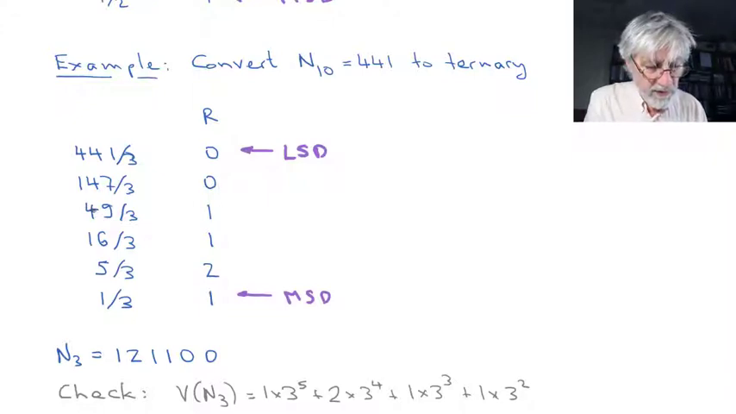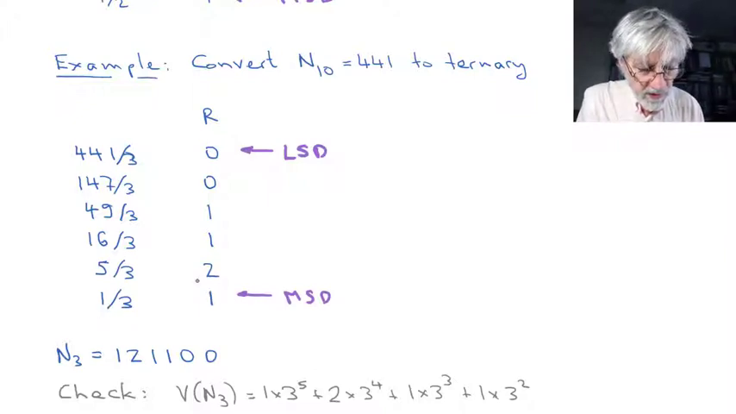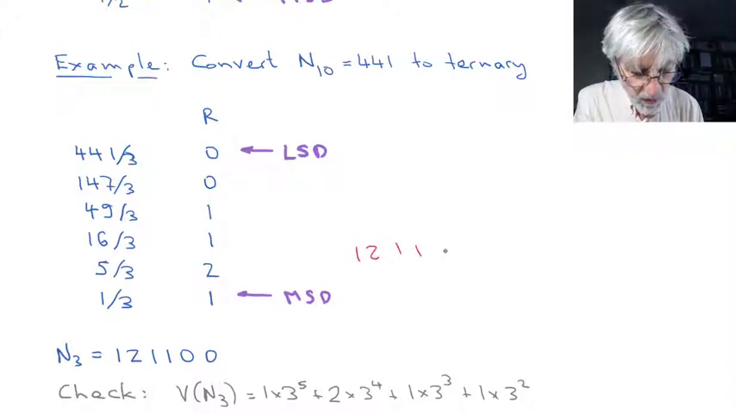Then 49, we go back to 48, that's divisible by 3, gives us 16, and then we have a remainder of 1. Then we have 16, that's 15 plus 1. 15 divided by 3 gives us 5. The remainder here is 1. And then 5 divided by 3 gives us a 1, and the remainder of 2. And 1 divided by 3 gives us 0, and the remainder of 1. And so we have our number here, reading from the bottom, 1, 2, 1, 1, 0, 0.